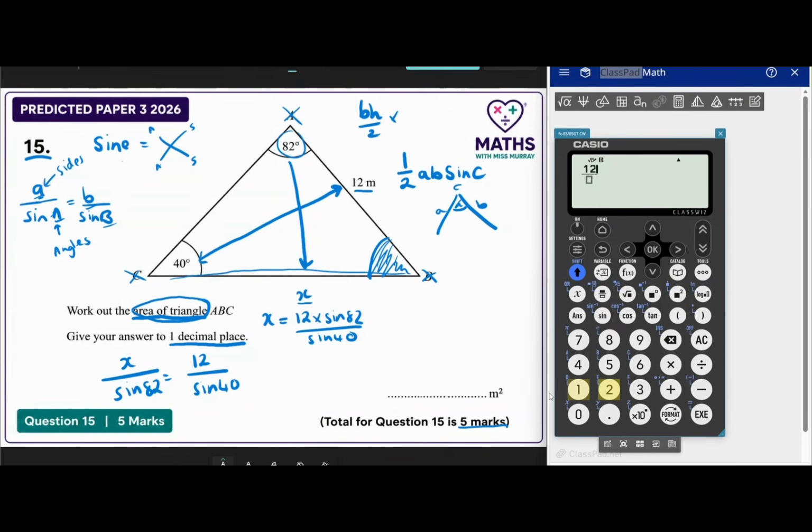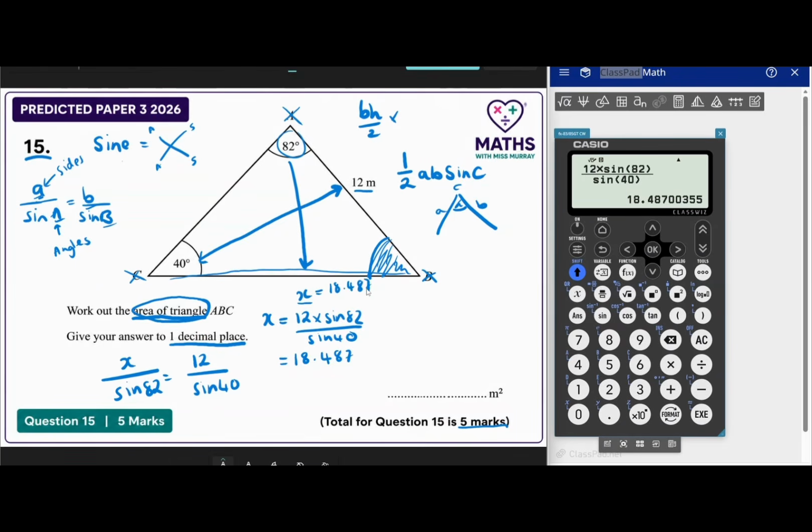So I'm going to type that in, and you want to make sure that if you put sine 82 first, you close the bracket, and I would always just do that just in case. So sine 40 on the bottom, close bracket, and I've typed it in exactly as it appears. So that tells me that it is 18 point, and I'm going to leave it to a few decimal places for now. You don't want to round until right at the end. So that is this side here.